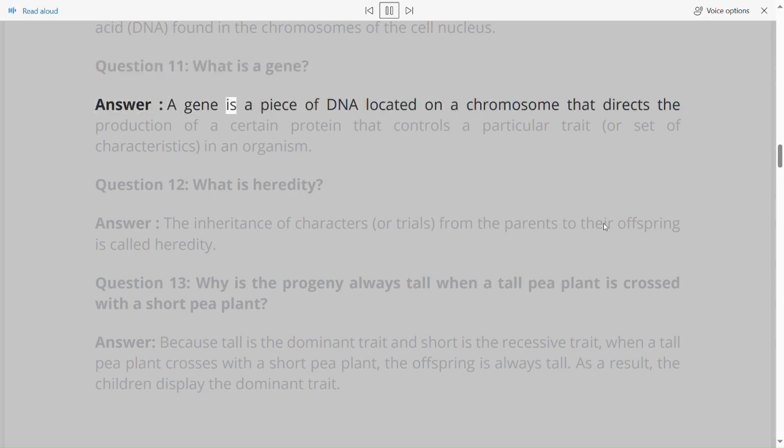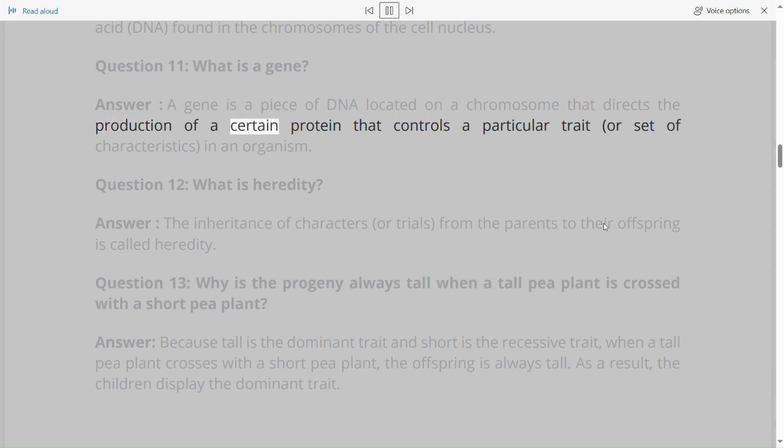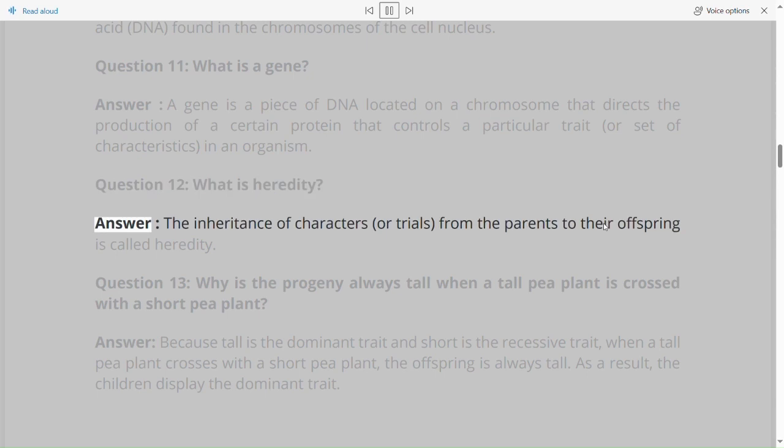Answer. A gene is a piece of DNA located on a chromosome that directs the production of a certain protein that controls a particular trait, or set of characteristics, in an organism. Question 12. What is heredity? Answer. The inheritance of characters, or traits, from the parents to their offspring is called heredity.